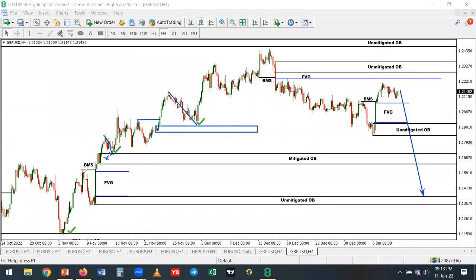So here we have entry 1. Here we have entry 2. Here we have entry 3. This is a continuation entry. Entry 1, entry 2, entry 3 at this point.